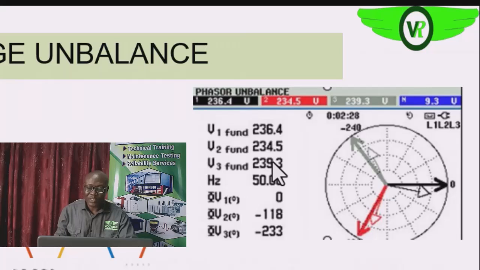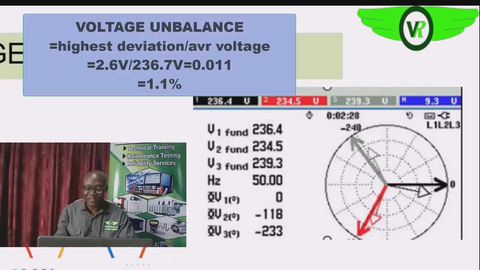So we'll now take that 2.6 and divide by the 236.7, which is the average, and we'll have 0.011, which is about 1.1%. So the unbalance in this case is not much of an issue. Are we getting it? So unbalance between 0.5 and about 2.5% is kind of acceptable. It depends on the tolerance that your establishment set or they agree on.